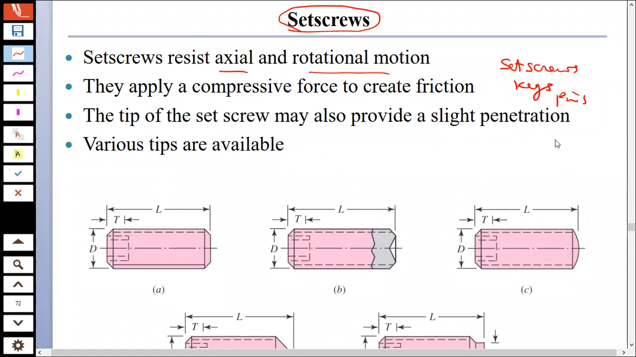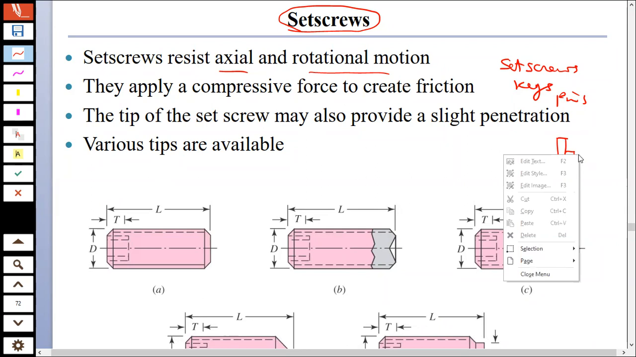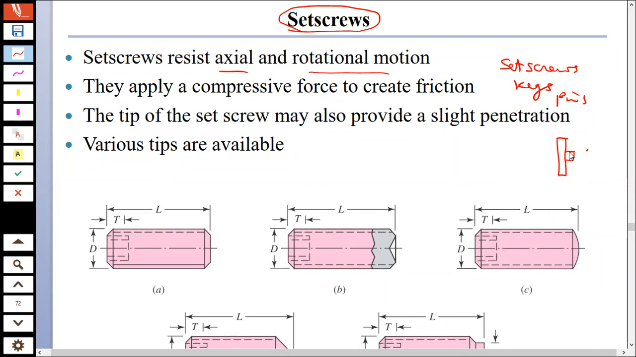See set screw, let's say if this is a pulley, you put this on a shaft with a hub. Okay. Here there will be a hub and you put in a set screw over here. Okay. So all these set screws, keys and pins, they are standard. The tip of the set screw may also provide a slight penetration into the shaft.